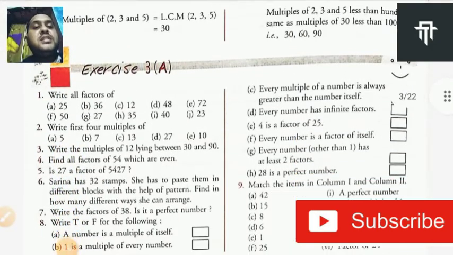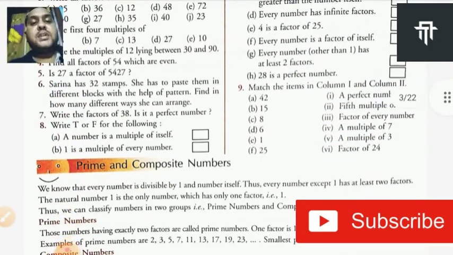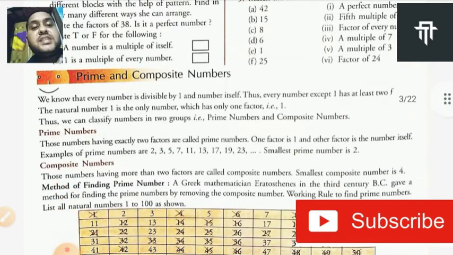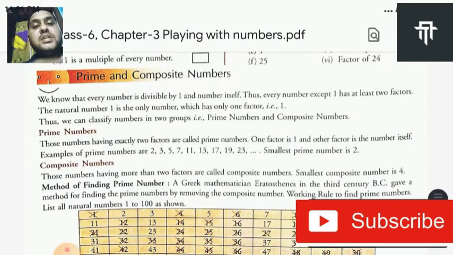3a. Now let us discuss some theory portion for the next exercise. These are a few definitions. So first is, what is a prime number? As we have already learned in junior class also, numbers are classified in two categories. One is prime and the other is composite.